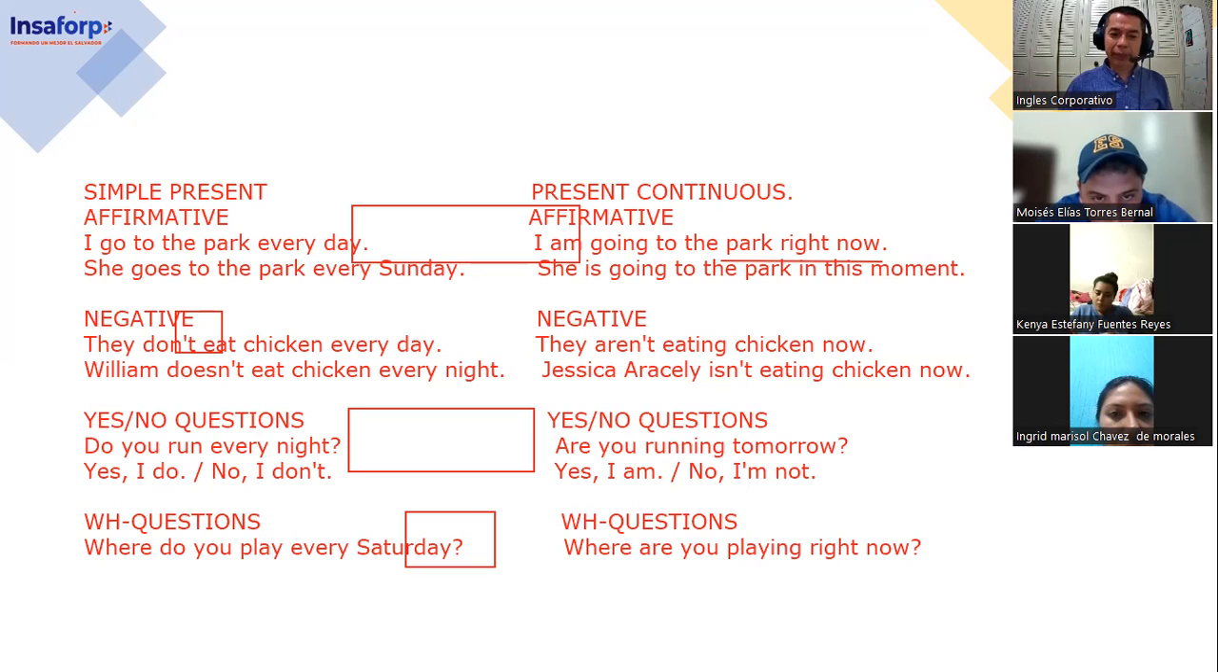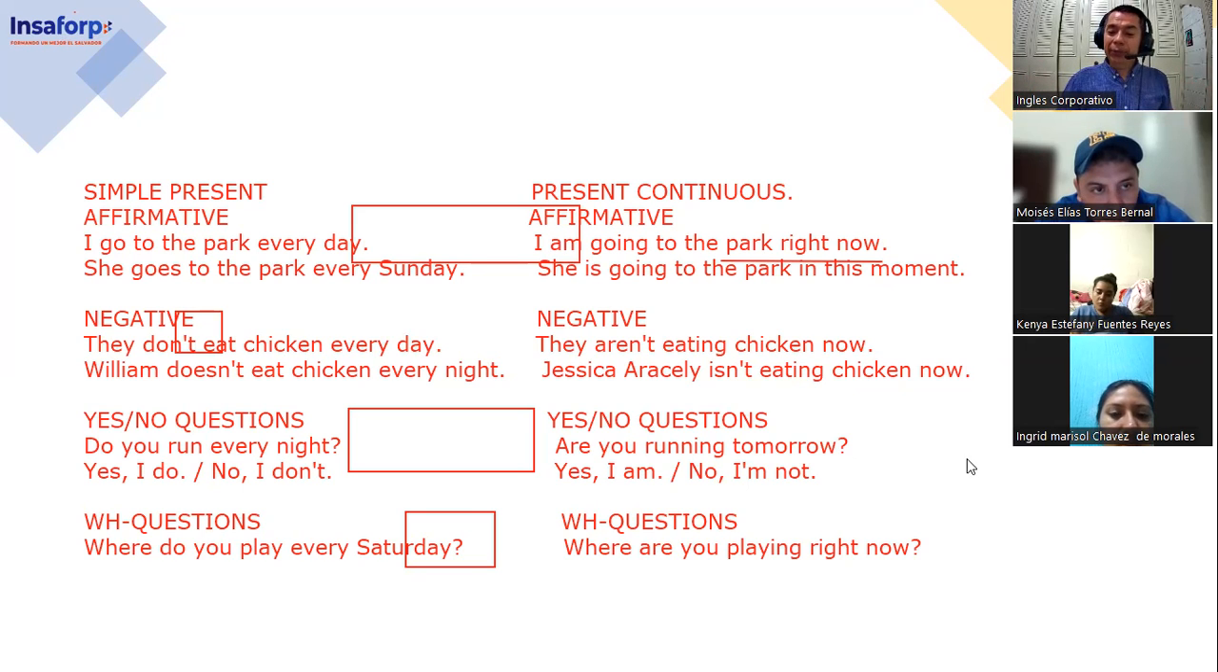Vamos entonces con el presente simple. ¿Cuándo usamos el auxiliar? Ya vimos que en afirmativo no se usa. No vamos a usar el auxiliar en el afirmativo del presente simple. Mire: I go to the park, she goes to the park. ¿Dónde está el auxiliar ahí? No está. No se usa, ¿verdad? Ok.